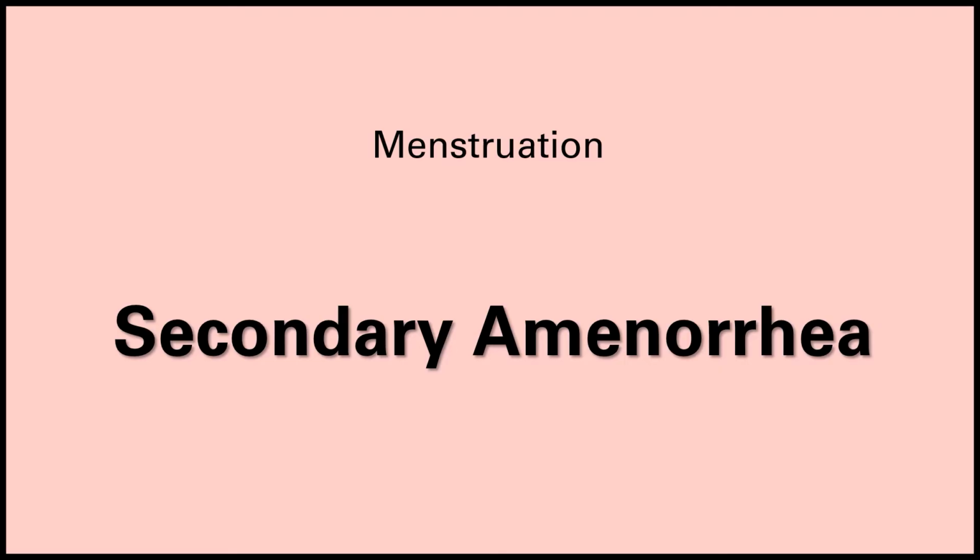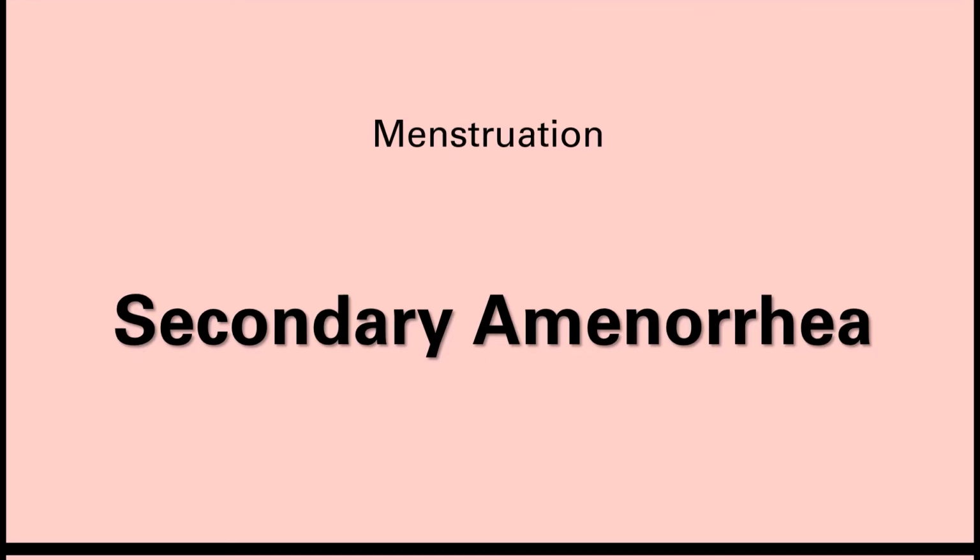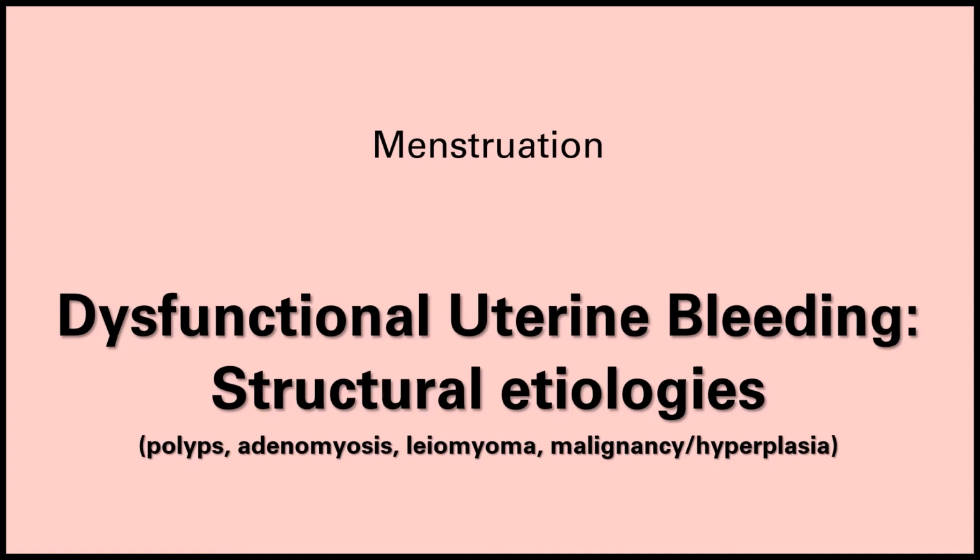If FSH and LH are normal, the problem is not with the ovaries, and the next step is an MRI of the brain to look for something wrong in the anterior pituitary or hypothalamus, such as a tumor or Sheehan syndrome. This wraps up the amenorrhea topic, so now let's move on to dysfunctional uterine bleeding.